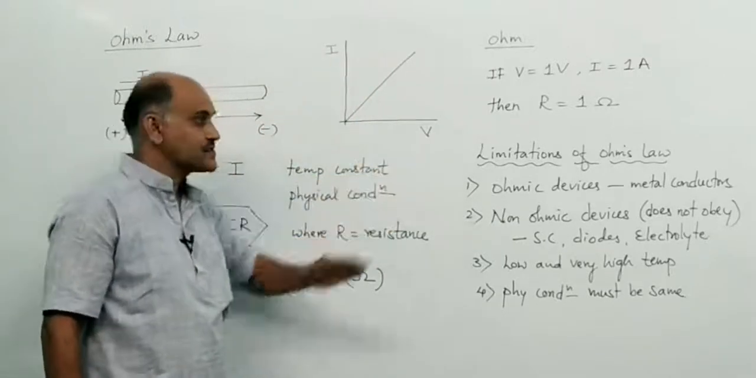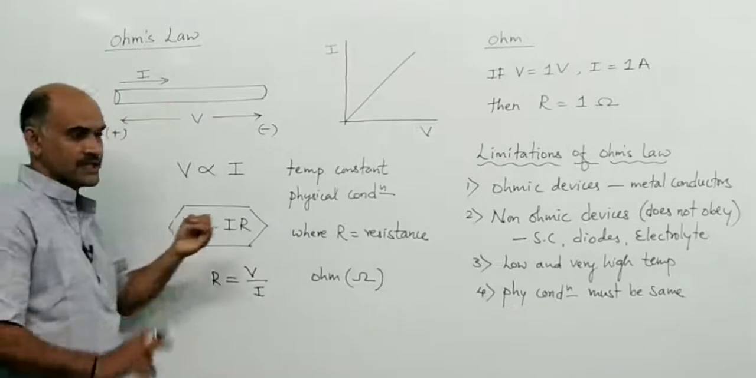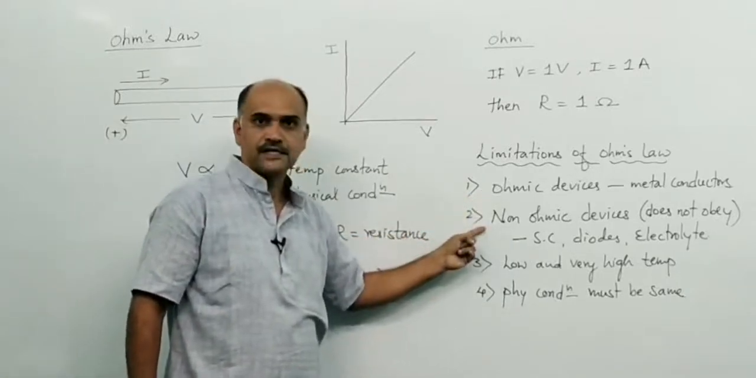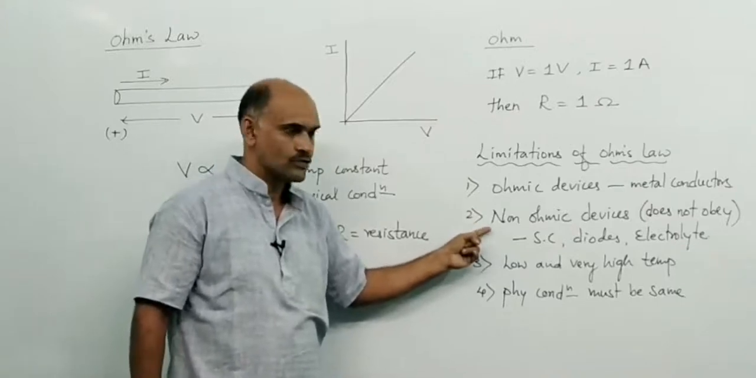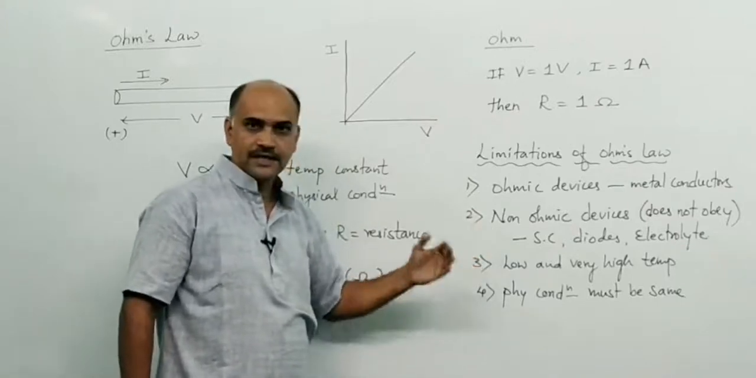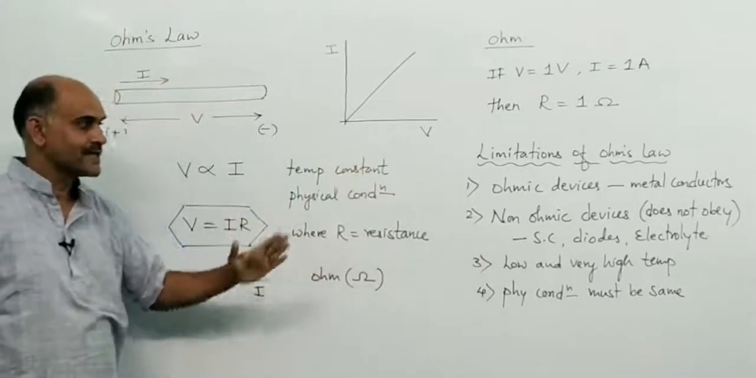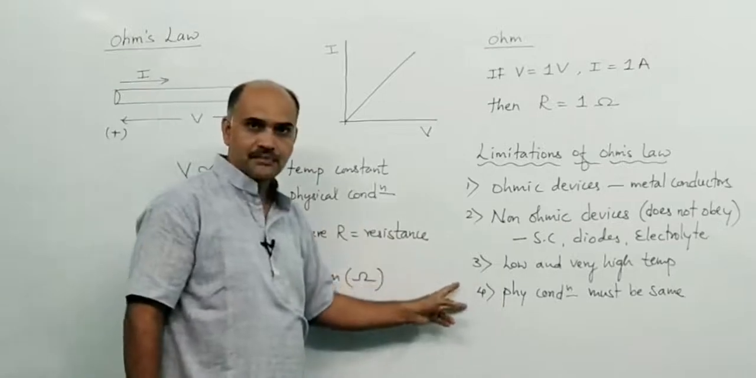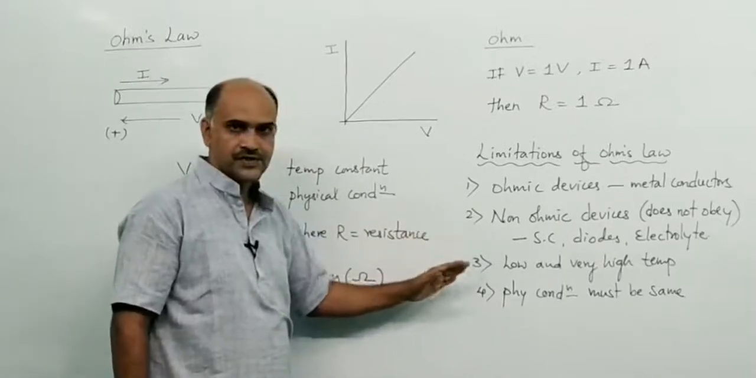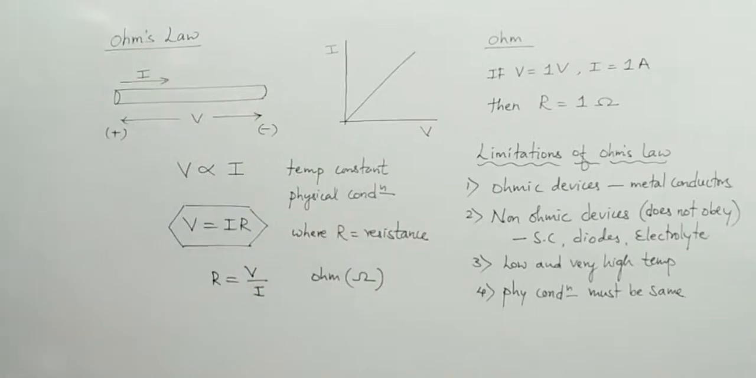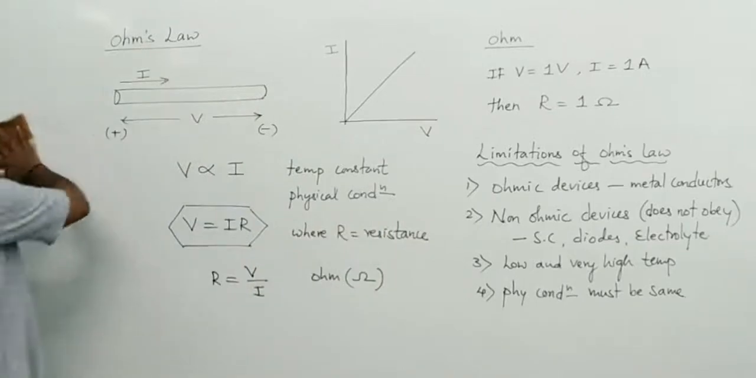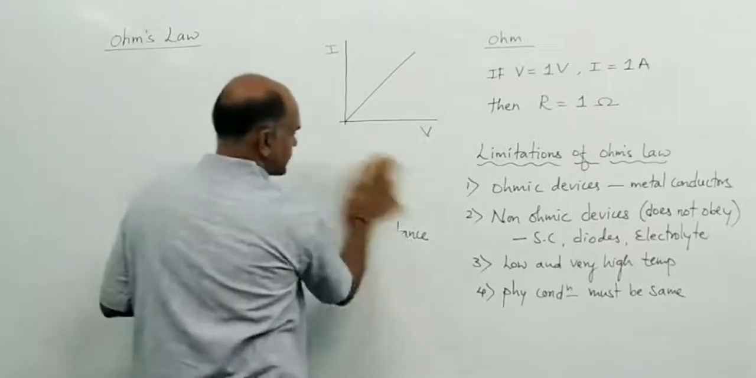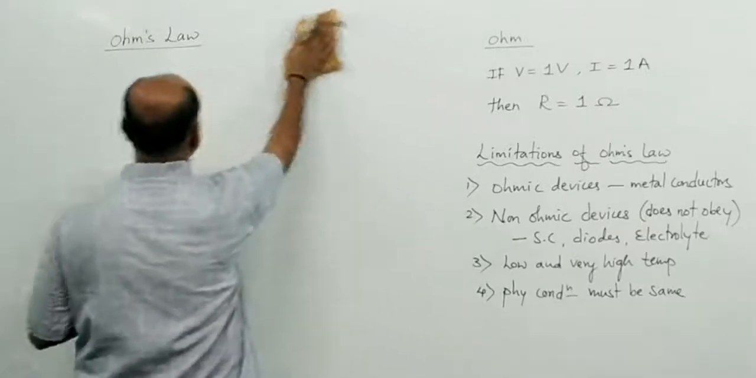What are the limitations of Ohm's law? First one, it is applicable only to ohmic devices. Second, it is not applicable to non-ohmic devices. Third, it cannot be applied at very low and very high temperature. Fourth, physical condition has to remain constant. Clear, students? You can pause and note down the points. Now, let us take another concept, that is specific resistance.